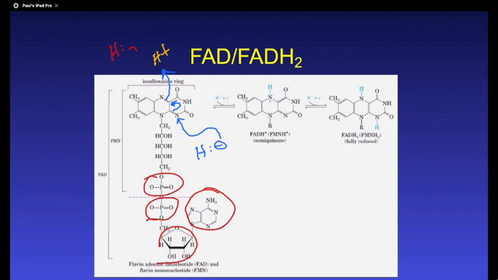The second possibility, the red hydride, could attack at the top nitrogen. The electrons now kick to form the double bond, and now this bond picks up a proton. Both arrow movements, the blue and the red, will form the FADH2.